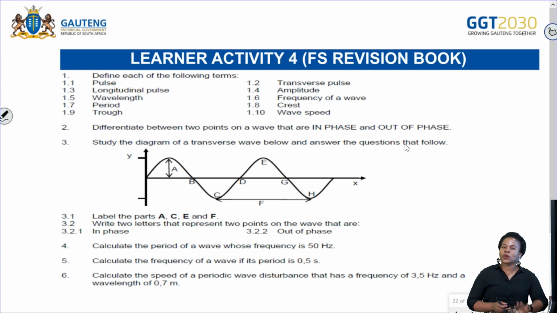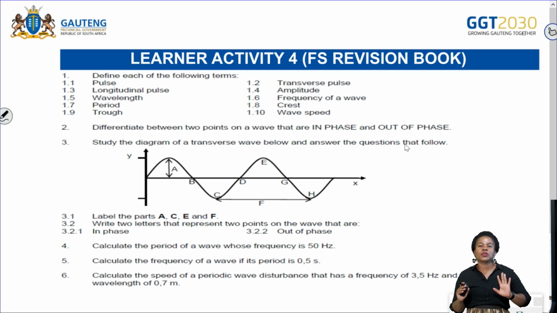This one, after doing it together, this is for you. And I believe and trust that you're going to find it fun. So first up, we are going to be defining the terms. Try to define them fully so that when it is time to put it into practice, when you have to identify, when you have to calculate, it is very easy. So from 1.1 up to 1.10, we have a pulse, a longitudinal pulse, wavelength, period, trough, transverse pulse, amplitude, frequency of the wave, crest, and wave speed. Believe in me, we covered all of them, and I know you know them.